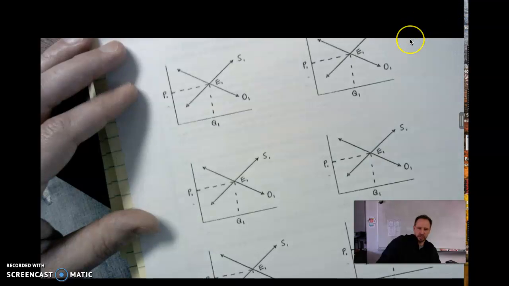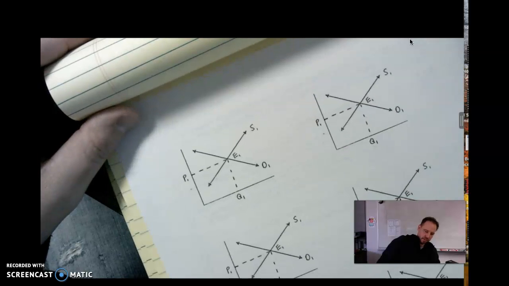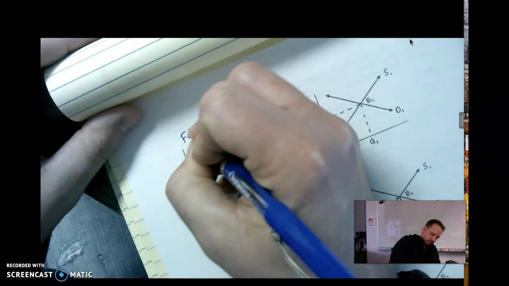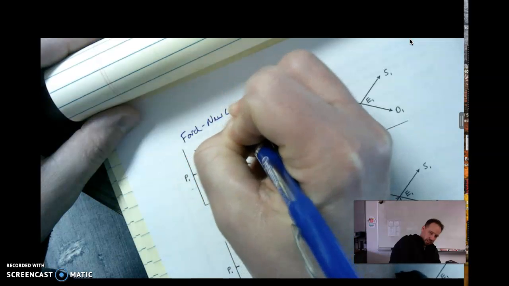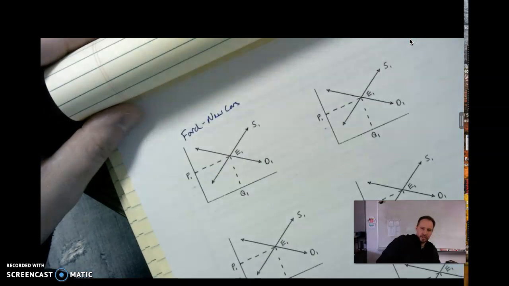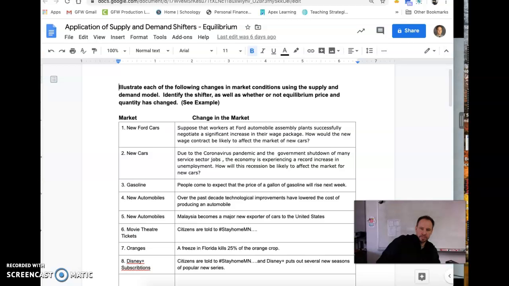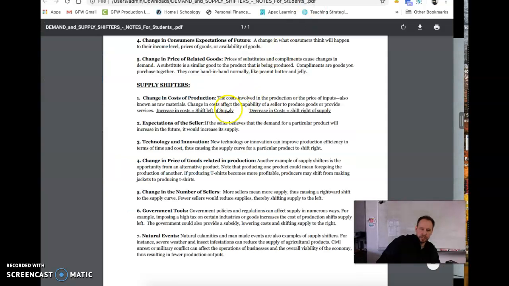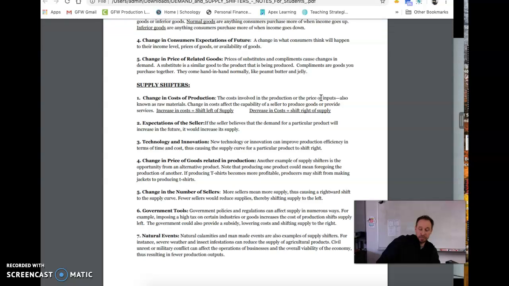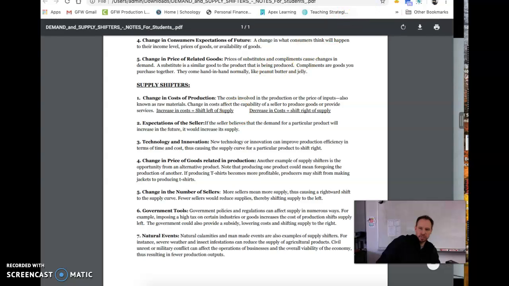So in our first graph, we can label it as Ford new cars. And if we go back to the notes, we're dealing with a change in the cost of production. So we know this is going to be a supply shifter. It's now more expensive. Inputs, and wages are an input. It's going to be more expensive to produce these cars because they have to pay more for their workers. So we have an increase in cost. It's going to shift supply to the left.